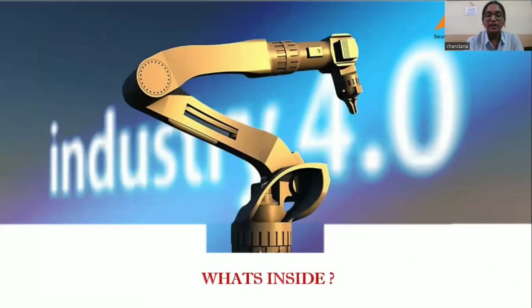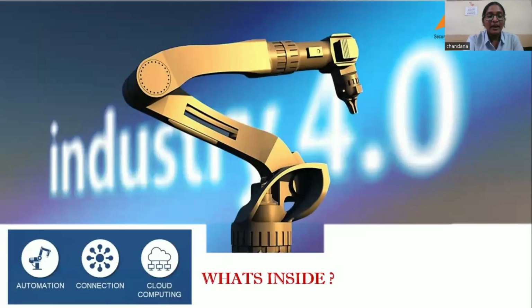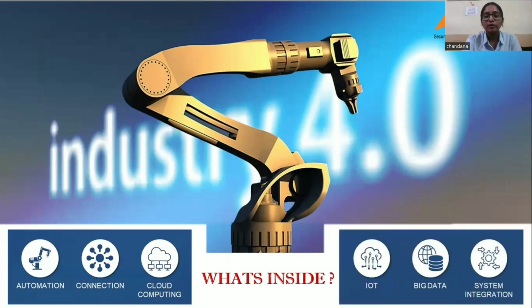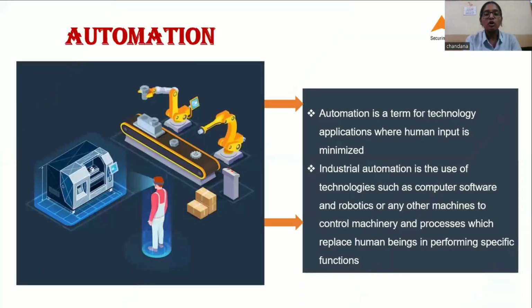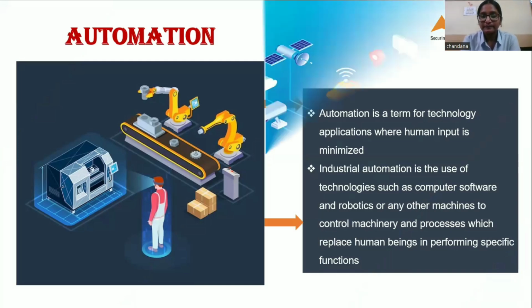Now let's see what's inside Industry 4.0. We have automation, connection, and cloud computing. Then we have IoT, big data, and system integration. What is automation? Automation is a term where technology is operated automatically by machines. Here, the manpower is minimized. Automation consists of machines, computers, and robotics, which replace humans from performing any specific task.